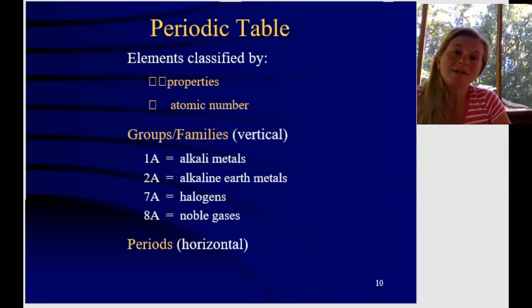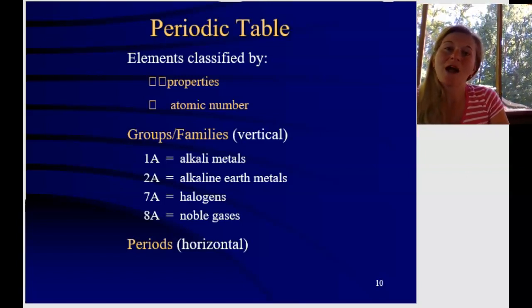Going horizontally across the periodic table, the rows are periods, and those represent the energy levels that our electrons are in. So as we add new energy levels, we know that the atomic radius gets bigger and those electrons are further out, so they have greater shielding, which means that their electronegativity and ionization energies decrease. We will review that further.